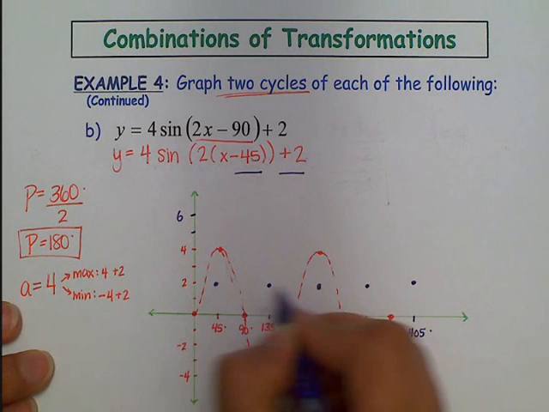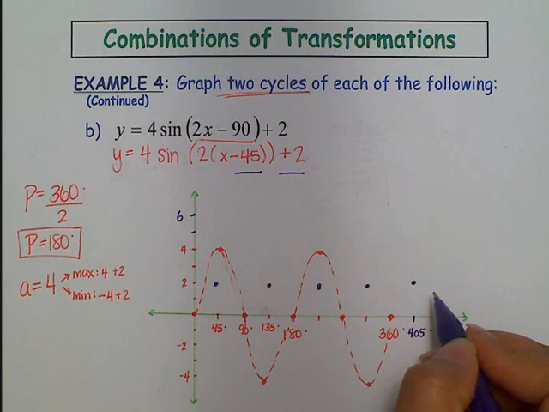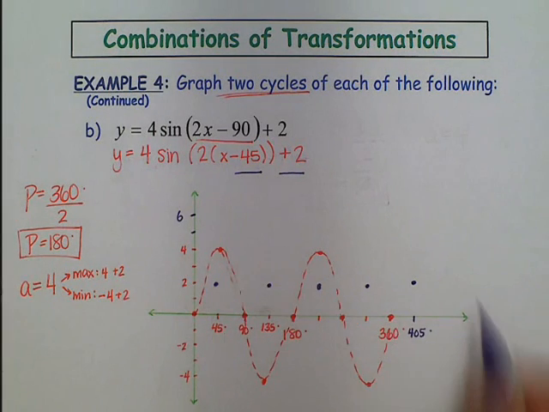So they should all form. You'll notice that all the zeros have shifted up to 2. That's where the new line, the equation of the axis would be. So this is where the axis is actually moved for the sine function.